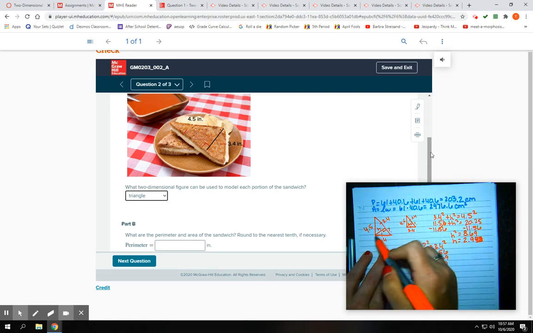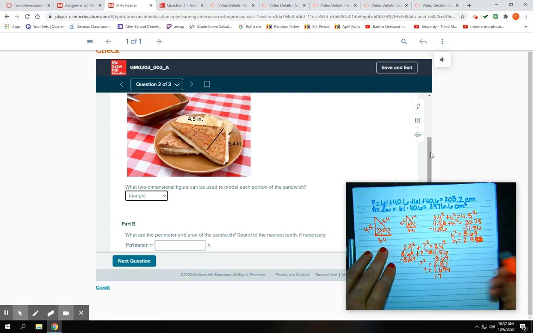And now I can add all of these up so I can find the perimeter of my triangle. So 4.5 plus 3.4 plus 3.4 plus 1.7. I'm going to add those all together because I want the whole outside. That gives me 13, and we're working in inches. So we're going to say 13 inches for the perimeter of our triangle here.